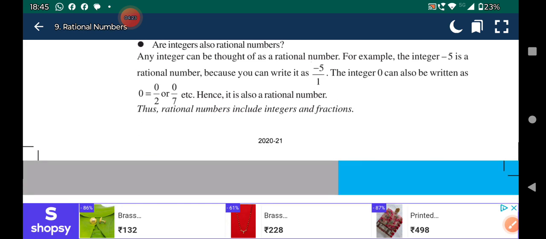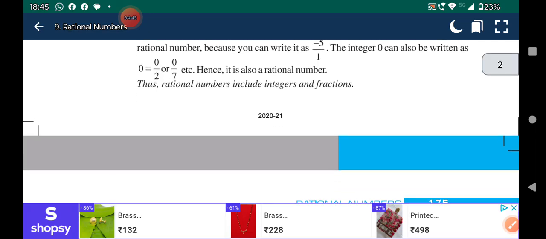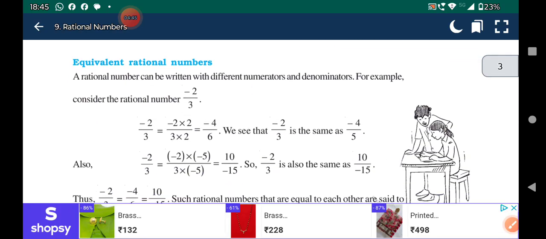Are integers also rational numbers? Any integer can be thought of as a rational number. For example, the integer minus 5 is a rational number because we can write it as minus 5 by 1. The integer 0 can also be written as 0 equals 0 by 2 or 0 by 7, etc. Hence, it is also a rational number. Thus, rational numbers include integers and fractions.